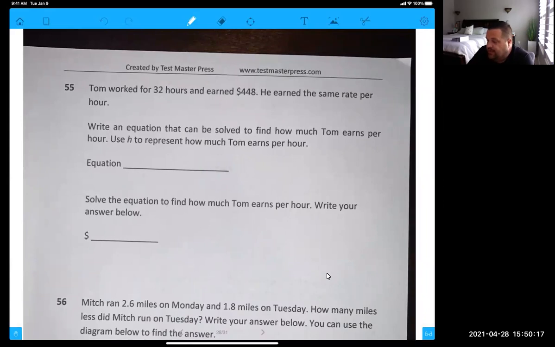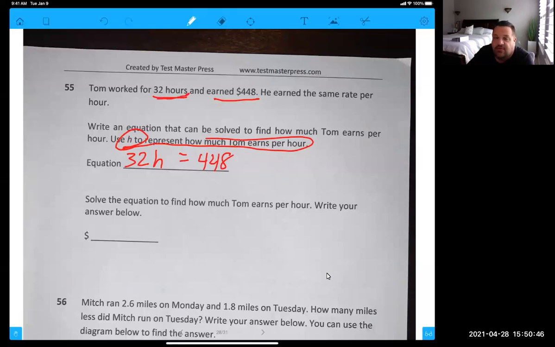So number 55 is just asking you to write an equation for H. Well, basically 32 hours equals $448, right? So 32 H's equals $448, right? That's all it's asking you for. When it wants you to use H to represent, it's 32 times the amount of hours. 32 and the hours equals 448.